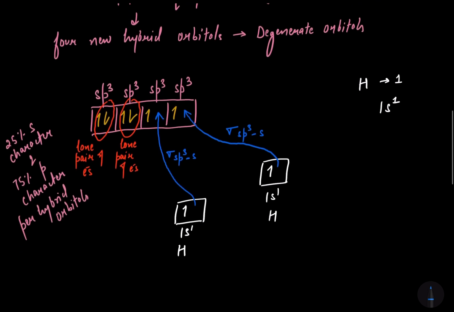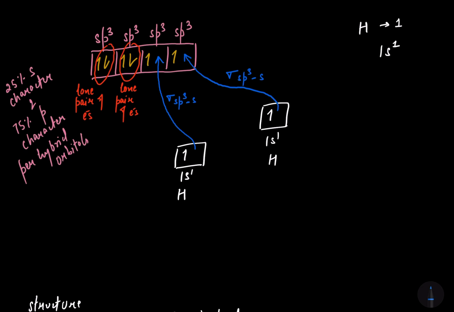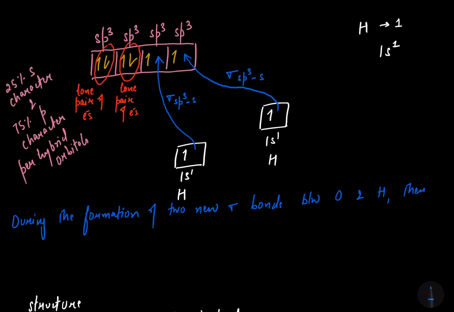Now here I am writing, during the formation of two new sigma bonds between oxygen and hydrogen, there is release of energy. Or in chemistry you can say that whenever there is a bond formation, that's an exothermic process. So here during the formation of two sigma bonds there is a release of energy.